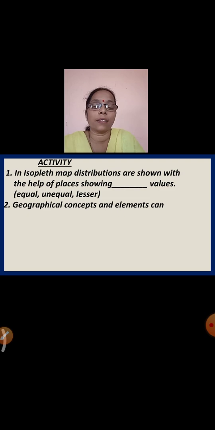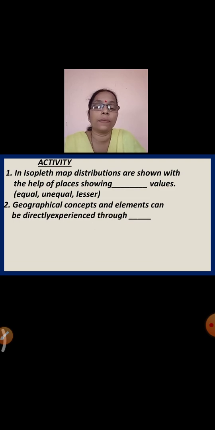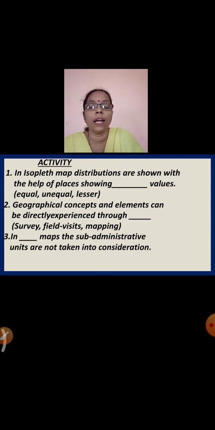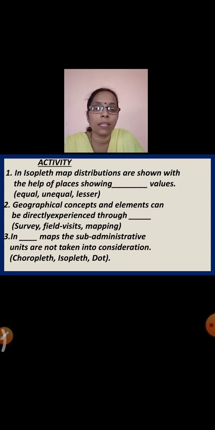Yes. Next, geographical concepts and elements can be directly experienced through dash. You have in your brackets survey, field visits, mapping. So what is the correct answer? It is field visits. Then the third one, in dash maps the sub-administrative units are not taken into consideration. So the answer is isoplate map.